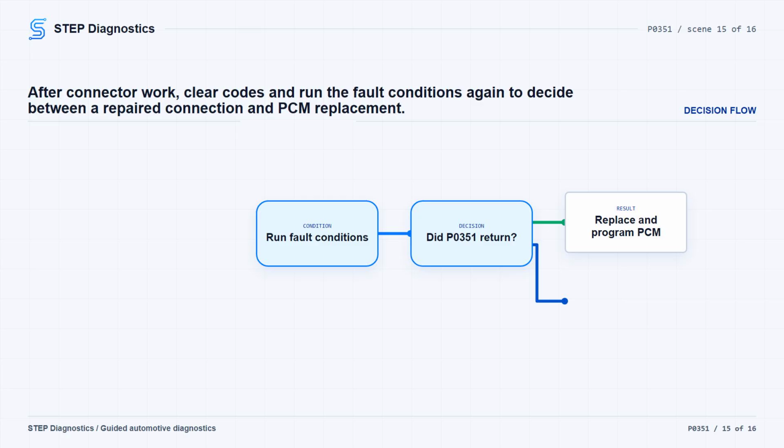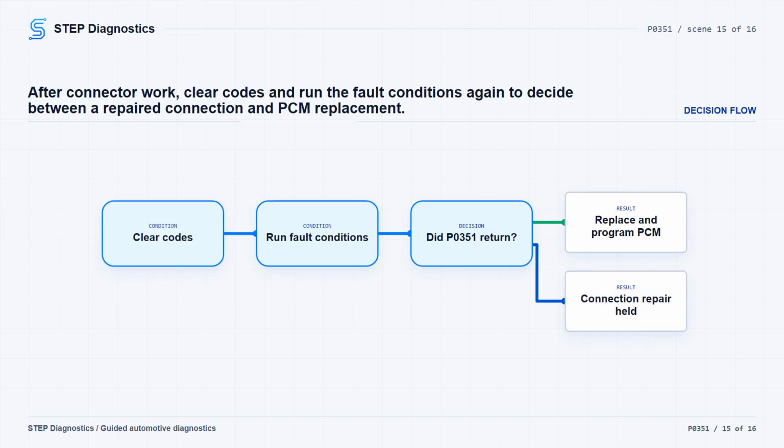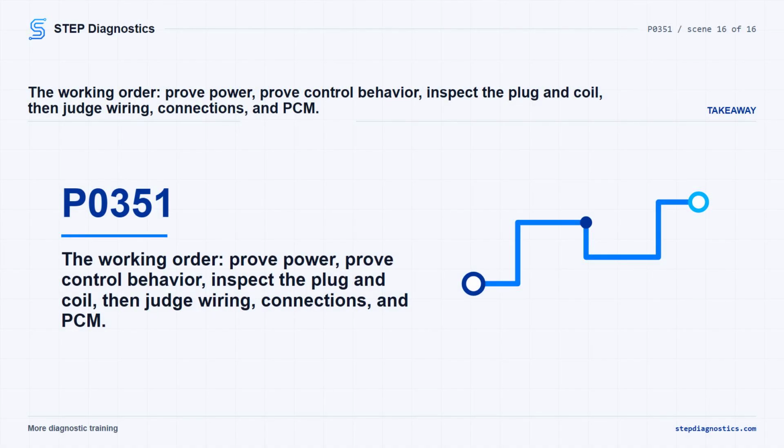Clear the codes. Test drive or operate the vehicle under the conditions that run and set the fault, and read the codes again. If P0351 returns after those checks, replace and program the PCM, then verify the repair and confirm the code stays gone. If P0351 does not return, the wiring or poor connection problem has been repaired.